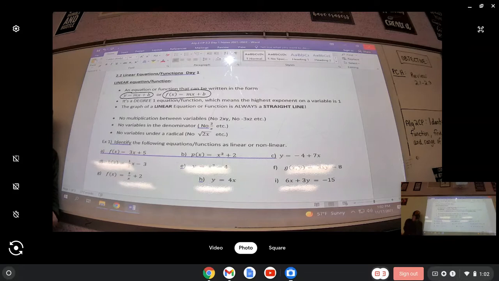All right, so guys, the first thing I need you to do is I've given you 9 equations or functions. You have to determine, by definition, can we call them a linear equation or function, or are they non-linear, all right? So basically, you're looking for y equals mx plus b. That's the form you want to be in.